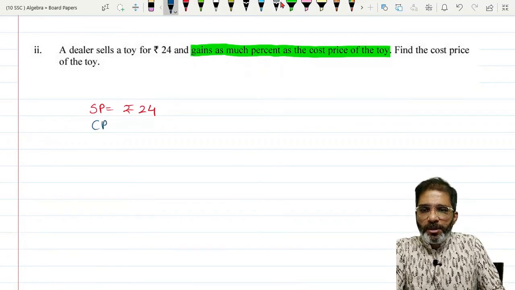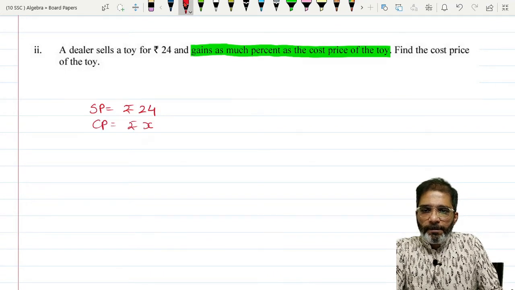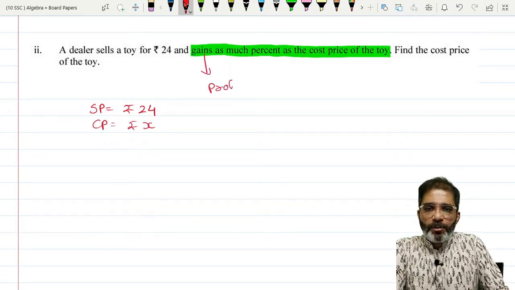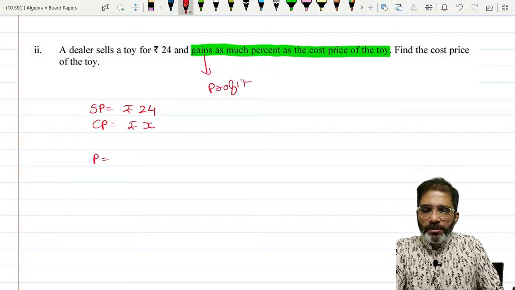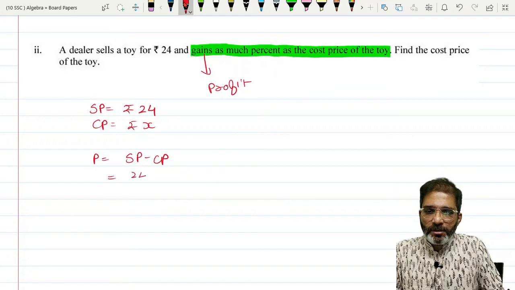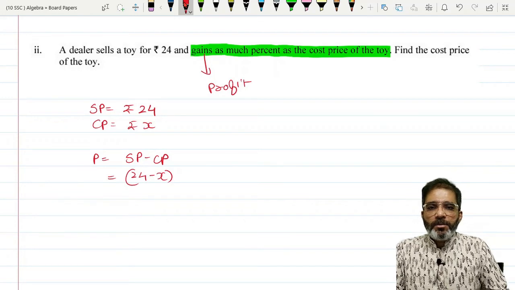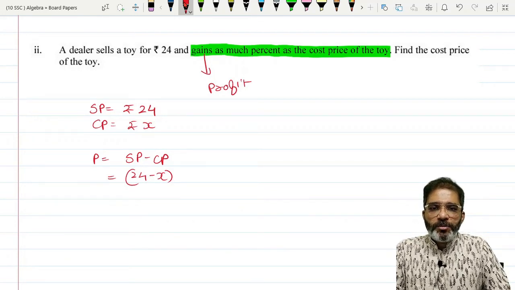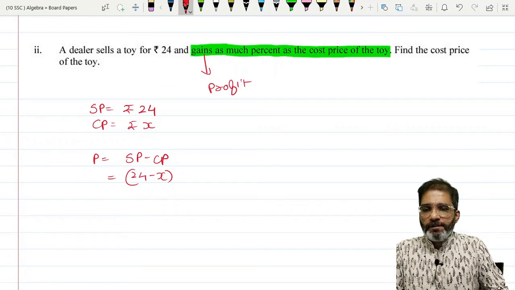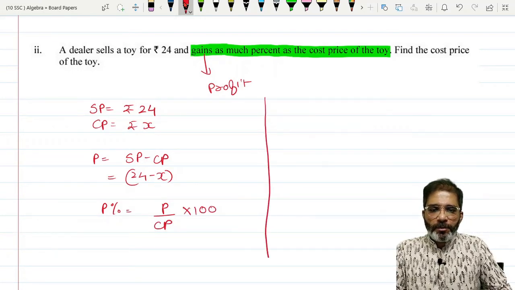Okay, so let me take the cost price as x, and it is a gain. Gain means profit, students. Okay, so what is profit? Selling price minus cost price. For this particular sum, you should know the basics of cost price and selling price. So that is 24 minus x. Okay, now what they are given, he gains as much percent as the cost price. So profit percent formula is profit upon CP into 100.